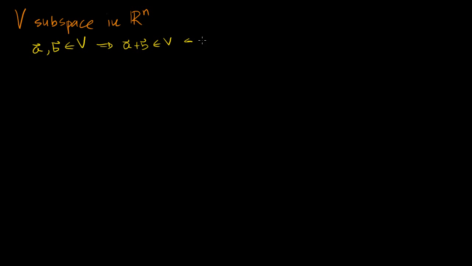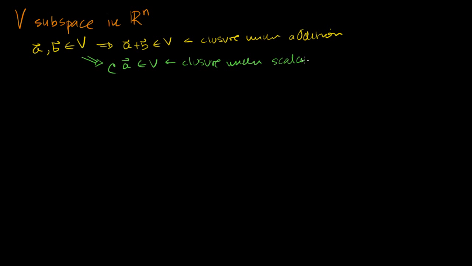And this is just our closure under addition. And by the fact that it's a subspace, we also know that if we multiply any member of our subspace by a scalar, so if I pick one of them, let's say A, and I multiply A by some scalar, this is also going to be a member of our subspace. And we sometimes call this closure under scalar multiplication.